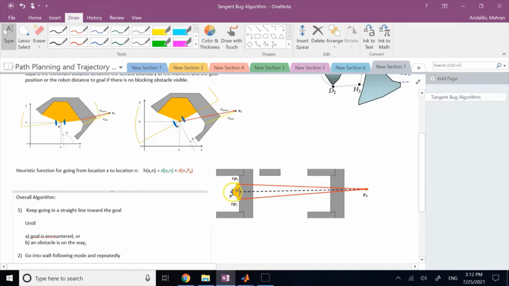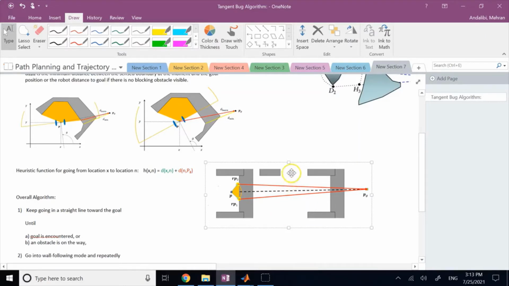So you have to go from your current point x to the next point n. And so what you try to minimize is how much it takes me to go from here to the next point, and then how much it takes me to go from the next point to the goal. Let's try to minimize that, right?